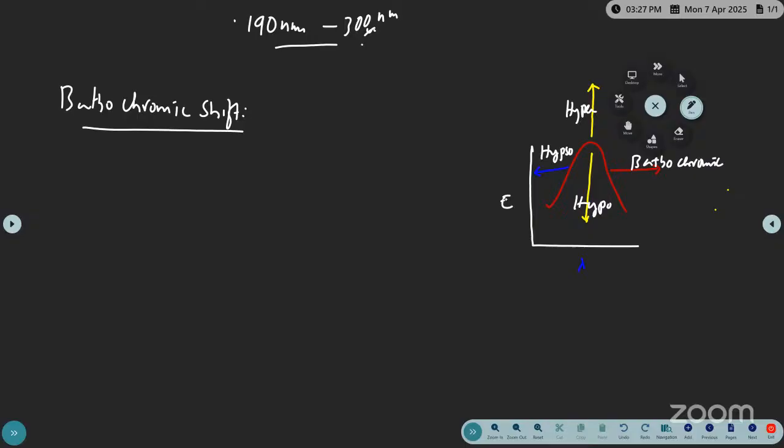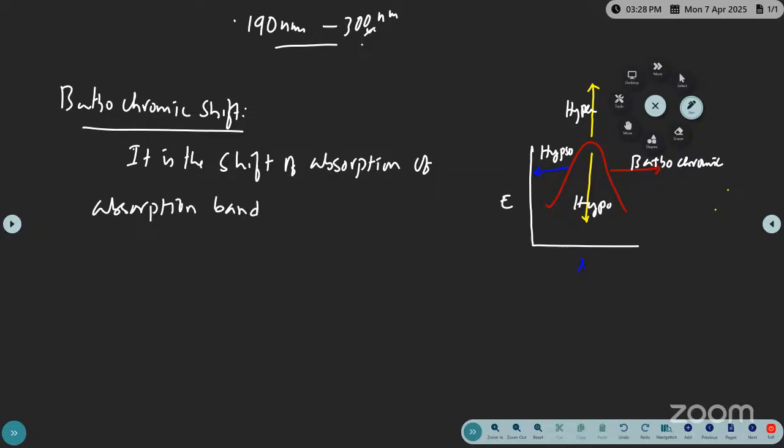Bathochromic shift. So bathochromic shift is the shift of absorption band towards the longer wavelength. What is a bathochromic shift? It is the shift of absorption band towards longer wavelength.